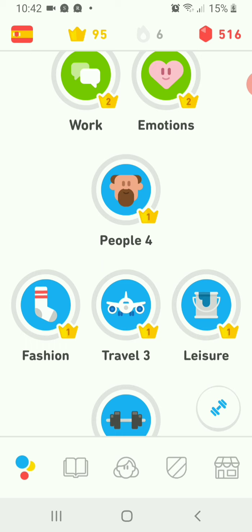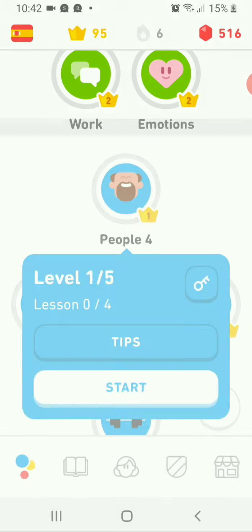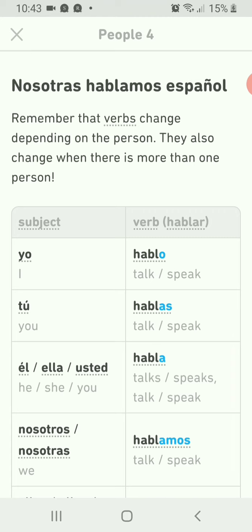So let's get started. Today we'll talk about people, part 3. Let's have a look at the tips. So today we'll talk about verbs, conjugation, and so let's read. Nosotras hablamos español. It's we speak Spanish. So remember the verbs change depending on the person.